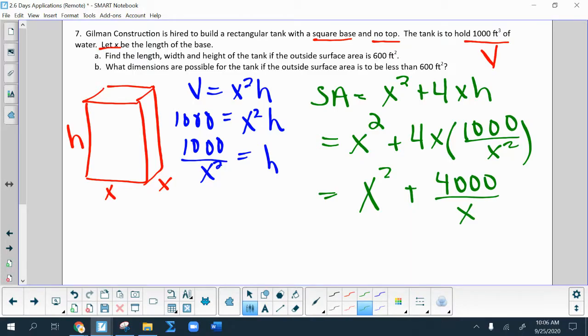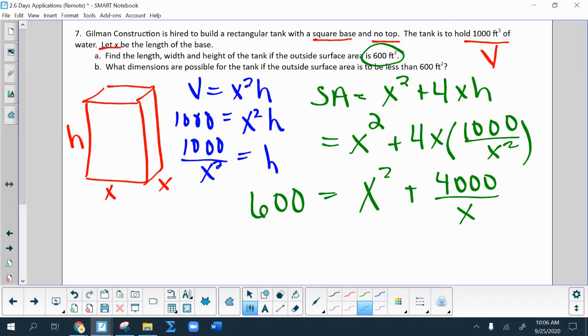So part A asks you, so let me take a step back. In previous problems, what we would have done is found the minimum surface area. That would have been what you've been asked. But now you're being asked, find the length, width, and the height of the tank if the outside surface area is 600. So we're actually putting a 600 in for the surface area.